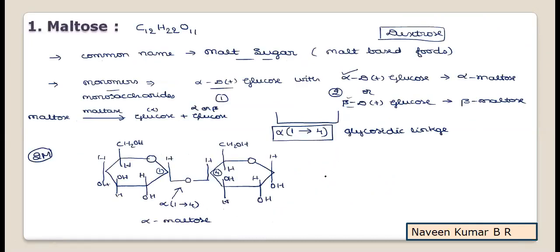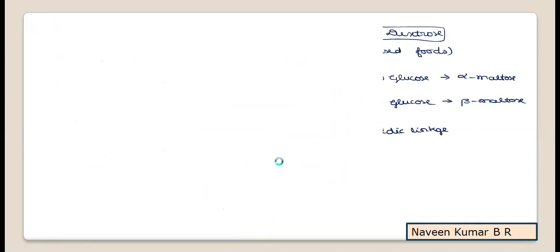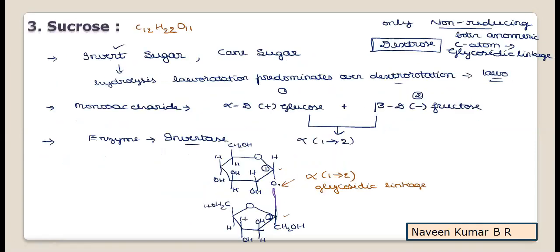If you take maltose, again on the second monosaccharide the anomeric carbon is free, not involved in the glycosidic linkage, and is responsible for its reducing property. Whereas if you consider sucrose, both anomeric carbon atoms participate in the glycosidic linkage, so they are not free to reduce Fehling's solution and Tollens reagent, as they are non-reducing in nature. So this completes the disaccharides.